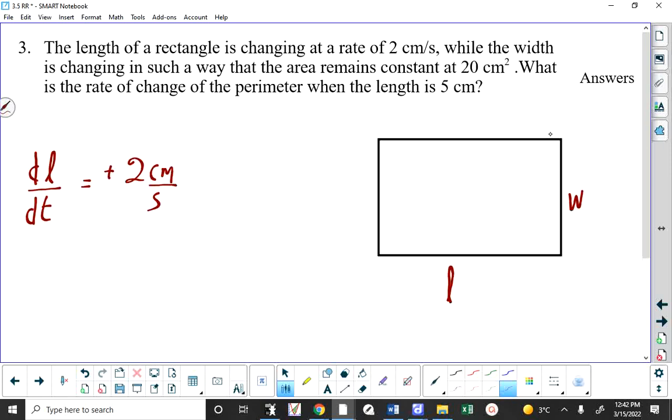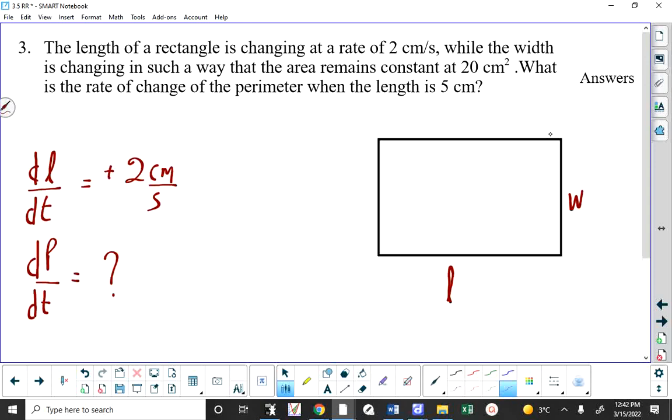Now this is interesting. The width is changing in such a way so that the area remains constant at 20 centimeters squared. So the width is changing. Now, I don't know that I want to include dw/dt in my list. We'll see. What are we asked to find? What is the rate of change of the perimeter? So I definitely need dP/dt in my list of rates because I'm trying to find that. And I need dL/dt in my list because I know that.